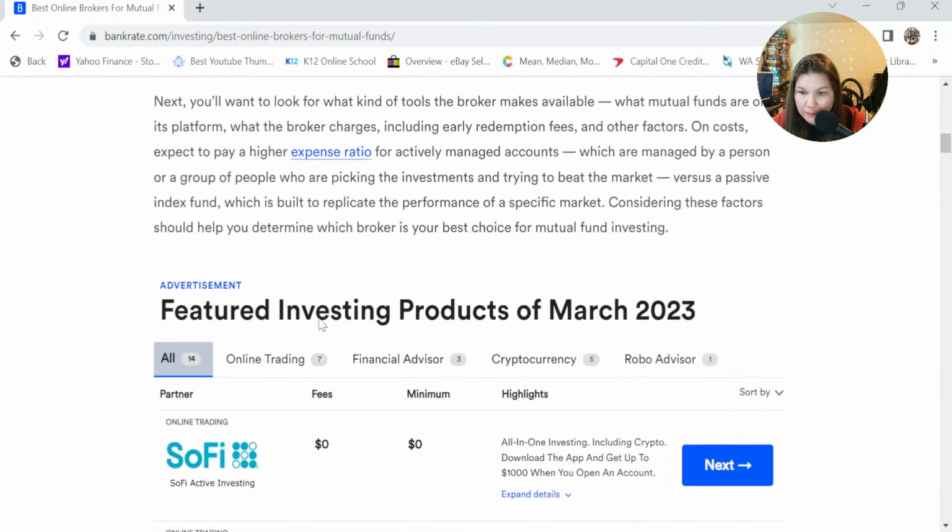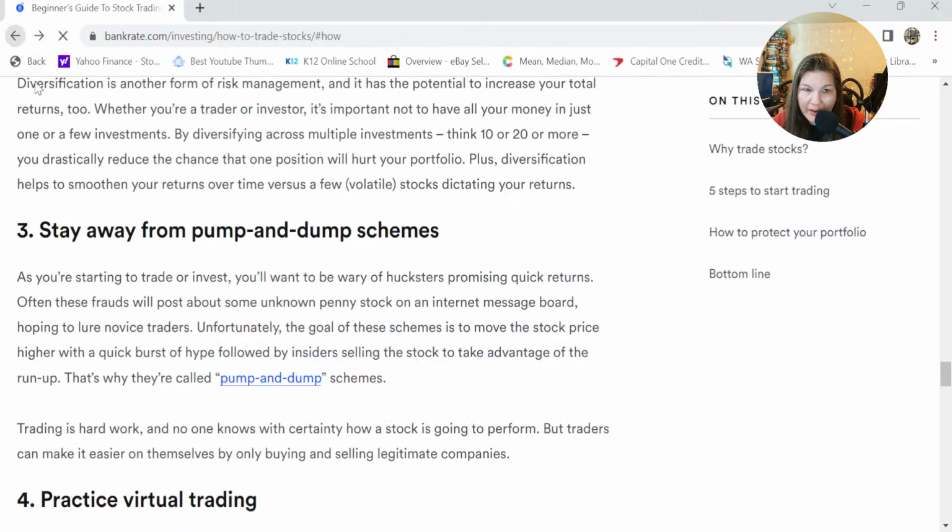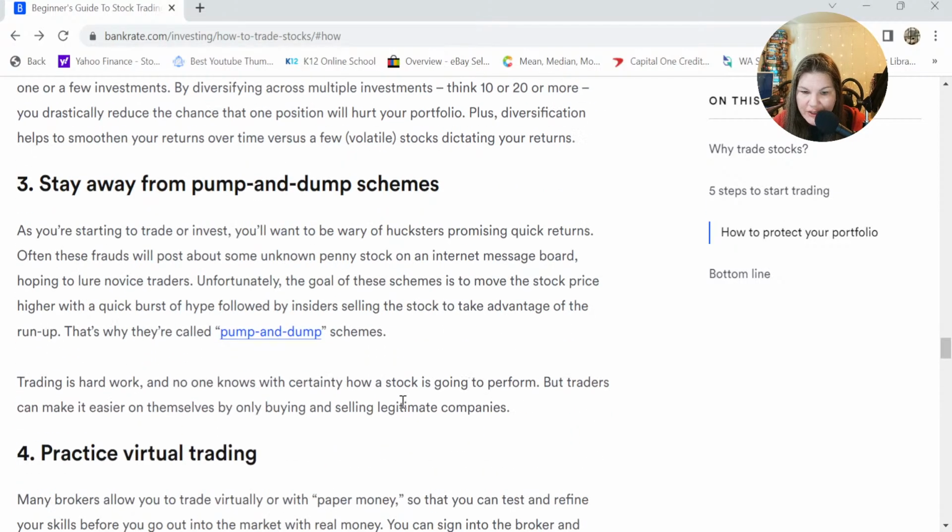Where does it say mutual fund? I thought it would give us a definition.